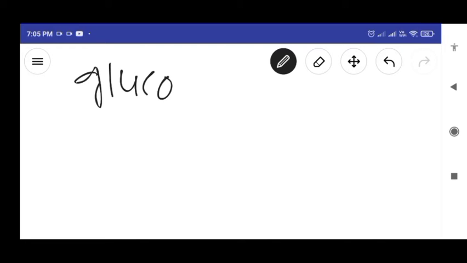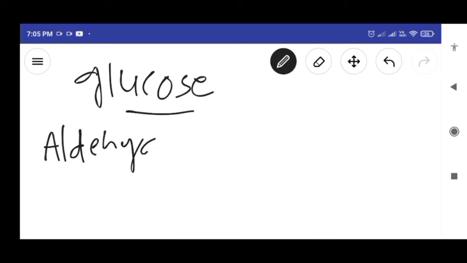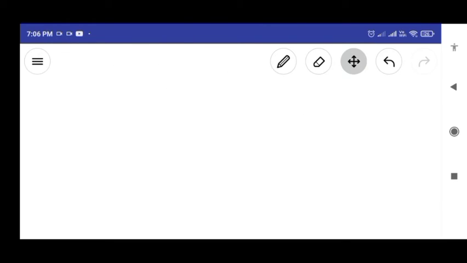What do you mean by aldohexose? It has the functional group aldehyde with 6 carbon atoms. That is what is meant by aldohexose. It is also known as dextrose. And how can we verify it is an aldohexose? It has 6 carbons and 4 OH groups along with the aldehyde.